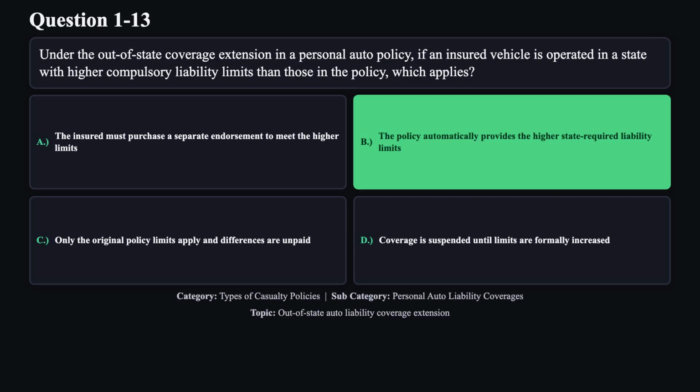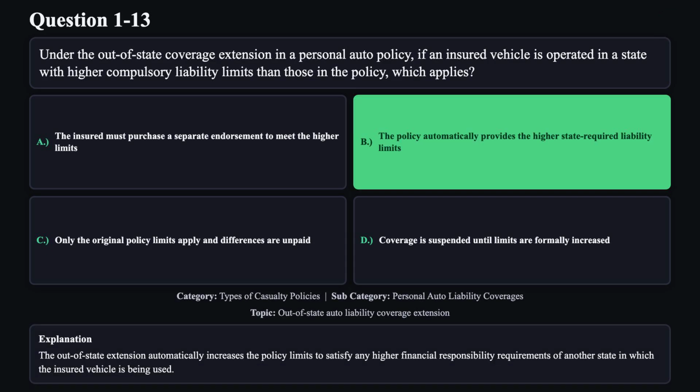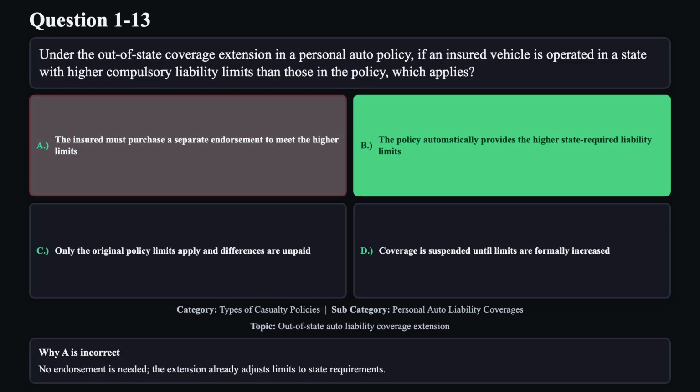The correct answer is B. The out-of-state extension automatically increases the policy limits to satisfy any higher financial responsibility requirements of another state in which the insured vehicle is being used. Reason A is not correct. No endorsement is needed. The extension already adjusts limits to state requirements.